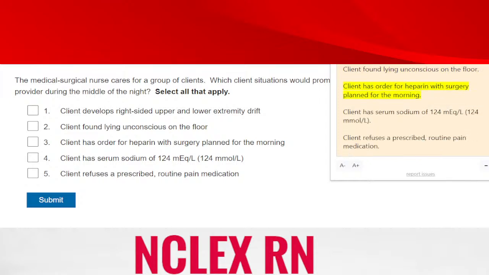Client has order for heparin with surgery planned for the morning. Client has serum sodium of 124 mEq/L, 124 mmol/L. Client refuses a prescribed routine pain medication.